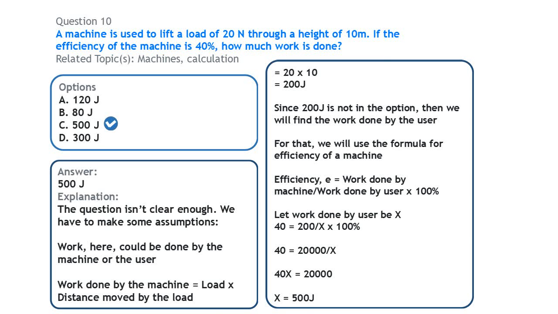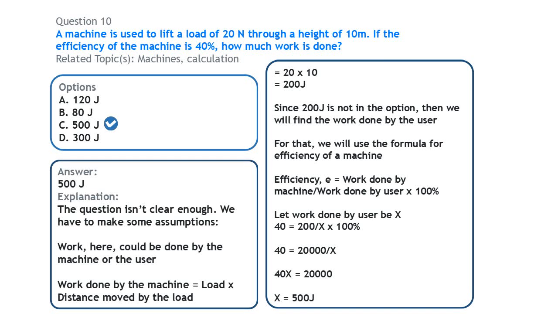To do that, we are going to be using the formula for efficiency. We say the efficiency E is equal to work done by machine over work done by user times 100%. The efficiency of the machine is given in the question as 40%, so we have 40 equal to the work done by the machine, which is what we've calculated here, 200, divided by the work done by the user, represented by capital X, times 100%. So you have 200 over X times 100%. Now we do 200 times 100, that's 20,000. So you have 40 is equal to 20,000 over X.